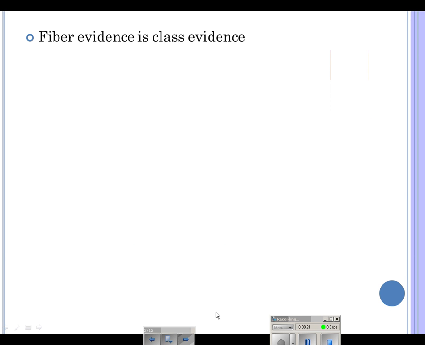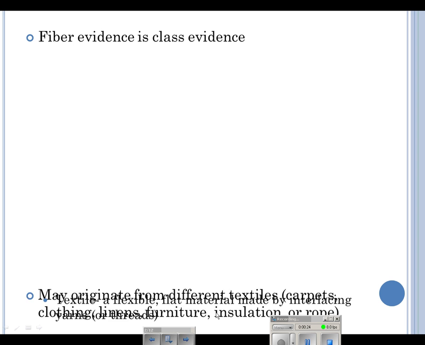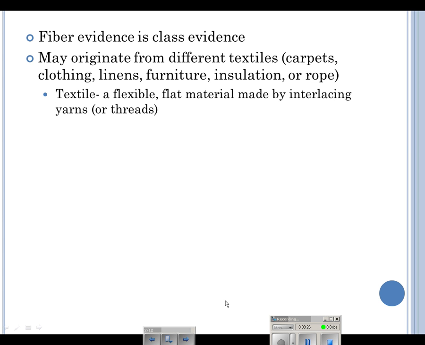Fiber evidence is class evidence, so that means that we can narrow it down to a group. It could originate from different textiles, and a textile could be a carpet, clothing, linens, furniture, insulation, or even rope. And the definition of a textile is actually just a flexible, flat material made by interlacing yarns or threads.